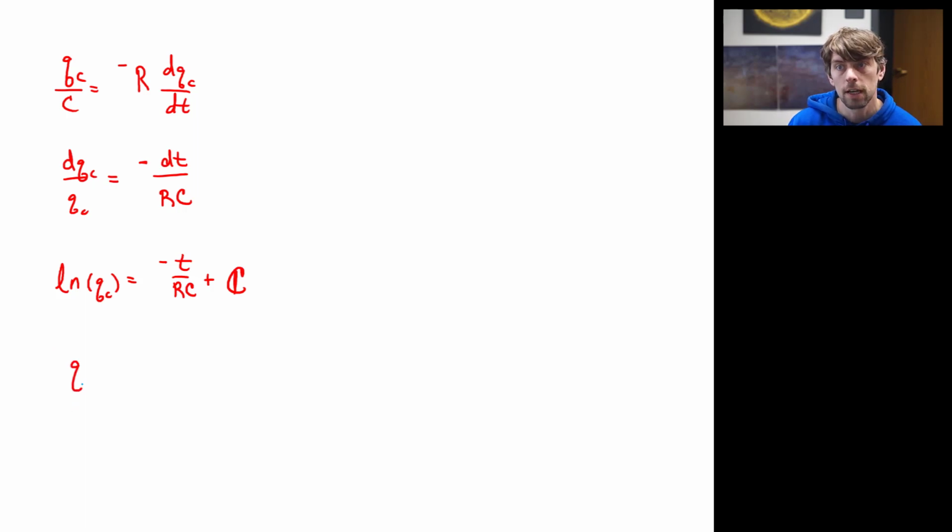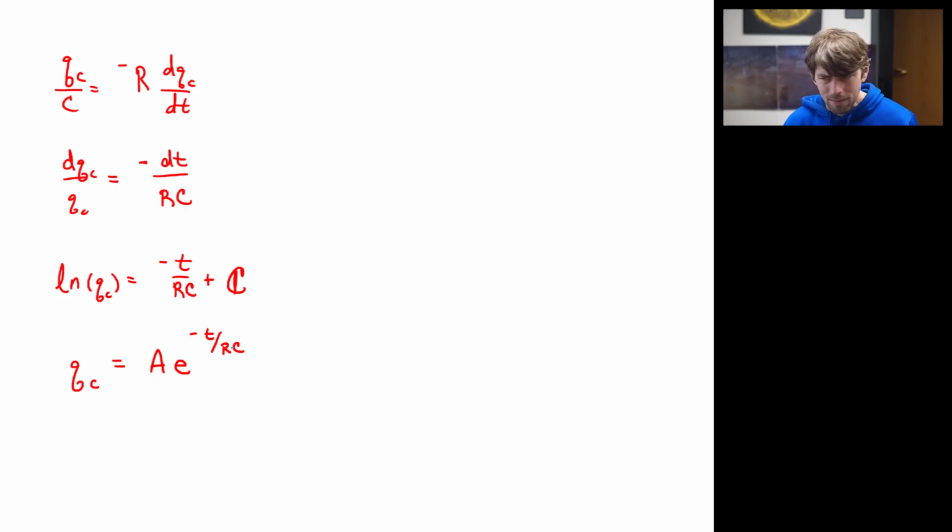Or at the end of the day, I get that q_C is equal to some constant A e to the negative t over RC. And we see that that time constant, RC, comes back in.